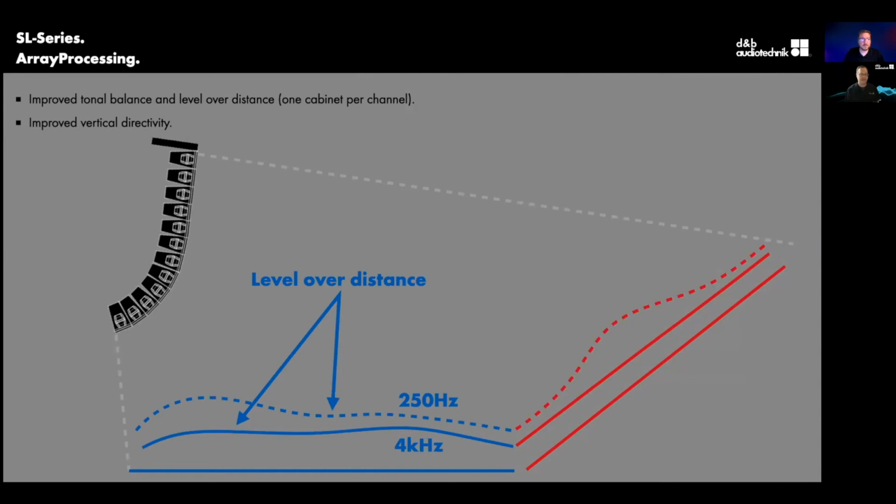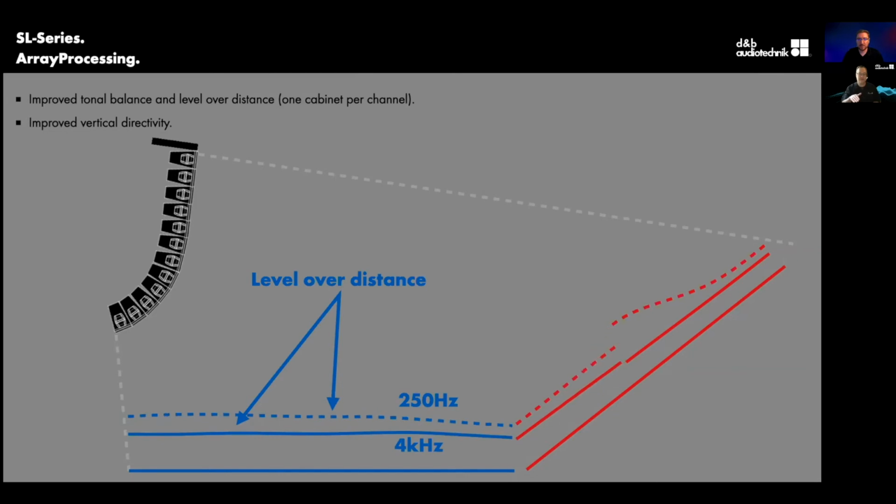So we're able to deal with not only tonality, but level over distance, but it also improves our vertical directivity. So we talked about the SL series having that horizontal directivity now, but now with array processing adding on to it, we're also controlling our vertical side of it. So really having the sound exactly where we want it has been that last bit of where d&b has been going for, their obsessiveness in pattern control.